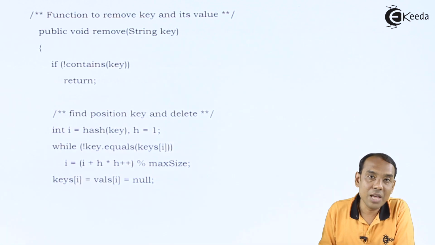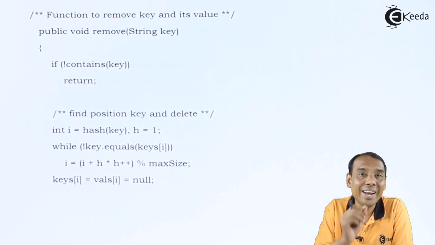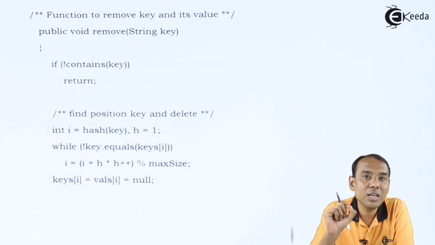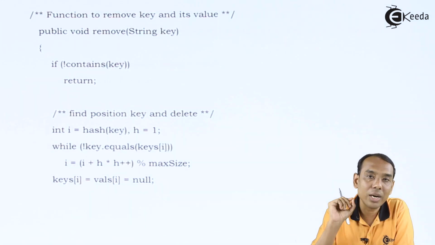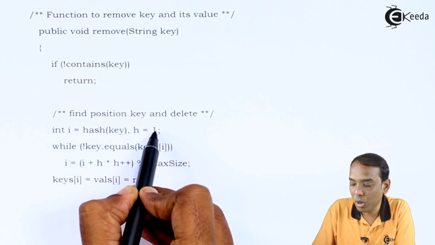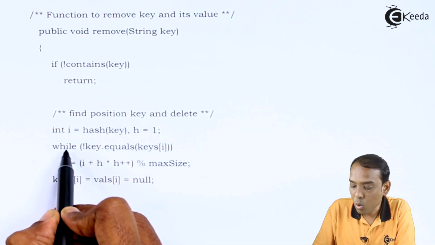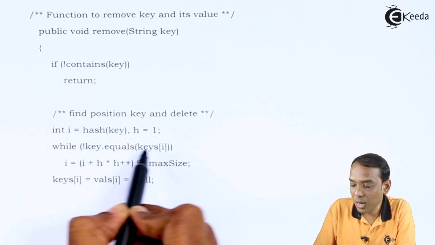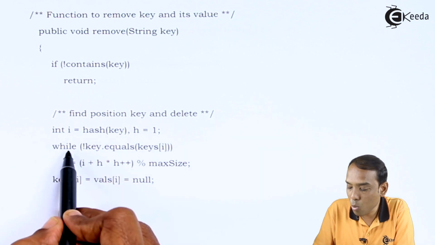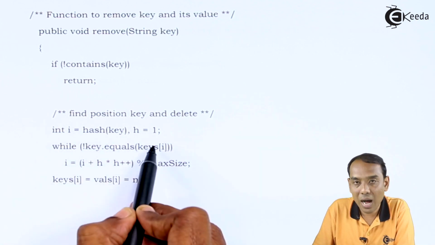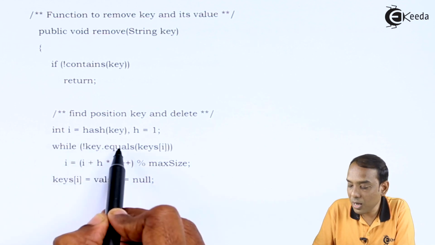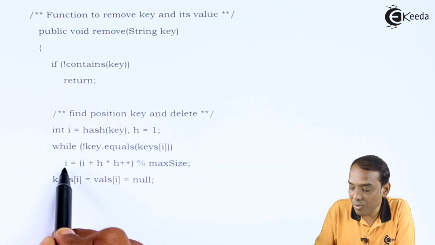If not, then we find out the particular key and its particular value is deleted. It is very important to find out the keys in a given hash table. Let us look at the condition. We have int i equal to hash key and h equal to 1. Then while key.equals(keys[i]) is not true, that means this is not found out. We write down while not of key.equals(keys[i]), we have the value of i.